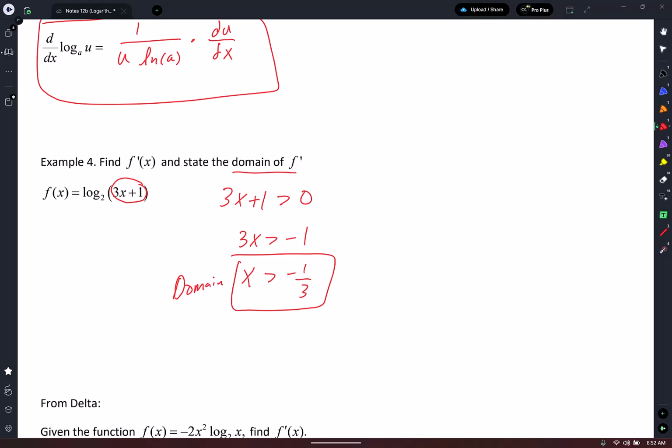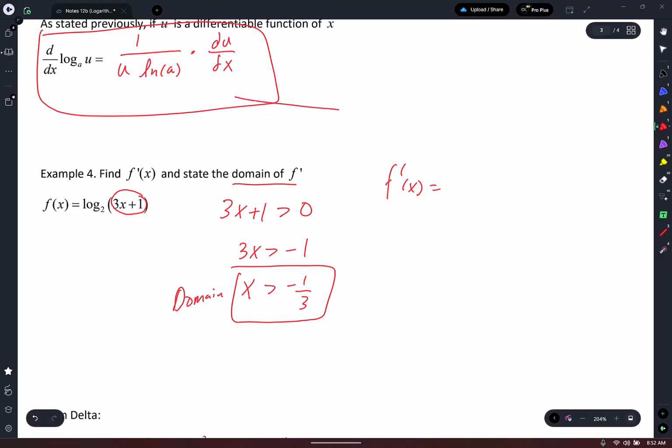Are we okay so far? All right, I'm going to go slow. F prime of x. All I'm doing is following this rule right here, guys. So the 3x plus 1 is your u. So I'm going to go 1 over what?